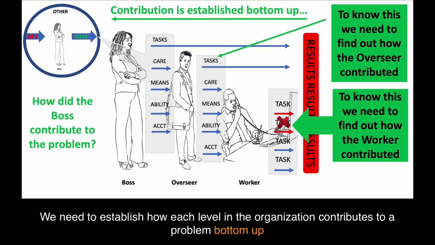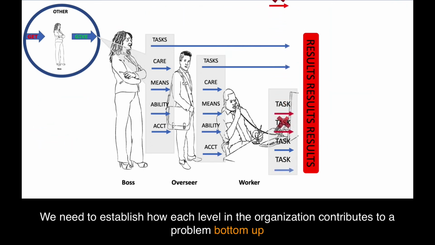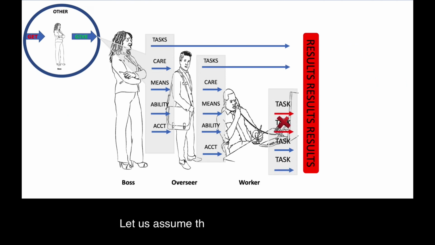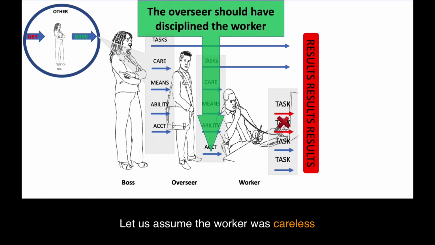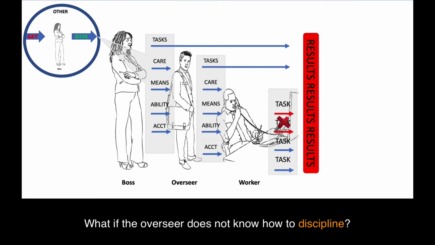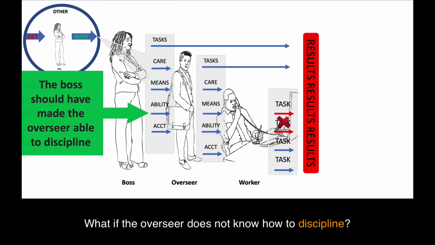So if we applied it to this instance, let's assume that the reason why the worker didn't do what's required of him is because he was just plain careless. And so therefore, what needs to happen is that the overseer should discipline the worker. But let's assume the overseer doesn't know how to discipline the worker. Well, then what the boss should do is basically train the overseer to be able to discipline.